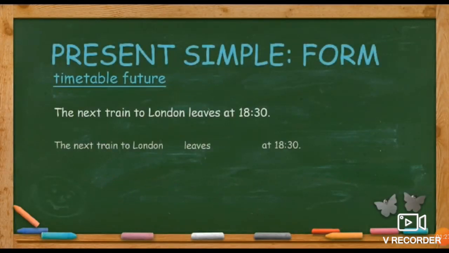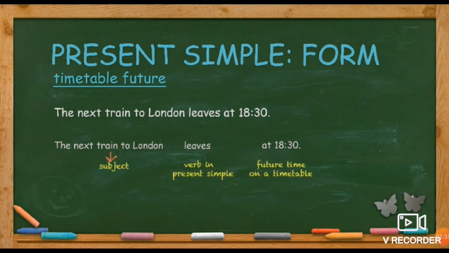Let's look at the form for the present simple, using the sentence, the next train to London leaves at 18:30. So the sentence begins with the subject, the next train to London. Then we have the verb in present simple, leaves. Remember the S for third person singular. And it finishes with a future time on a timetable.